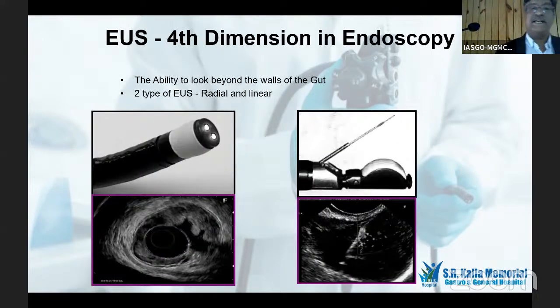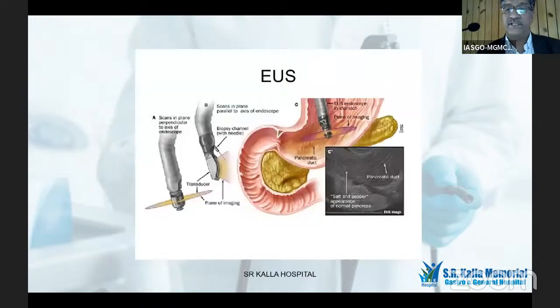Now, this EUS has two kinds of scopes. One is a radial scope, which is called a diagnostic scope. It gives you pictures like your CT scan. You have a linear scope, which gives you a picture like an ultrasound of the abdomen. The linear scope is on the left side, with the needle coming out of it. So you can use it for therapeutic purposes, for doing all kinds of procedures. This has really opened a new era in interventional gastroenterology.